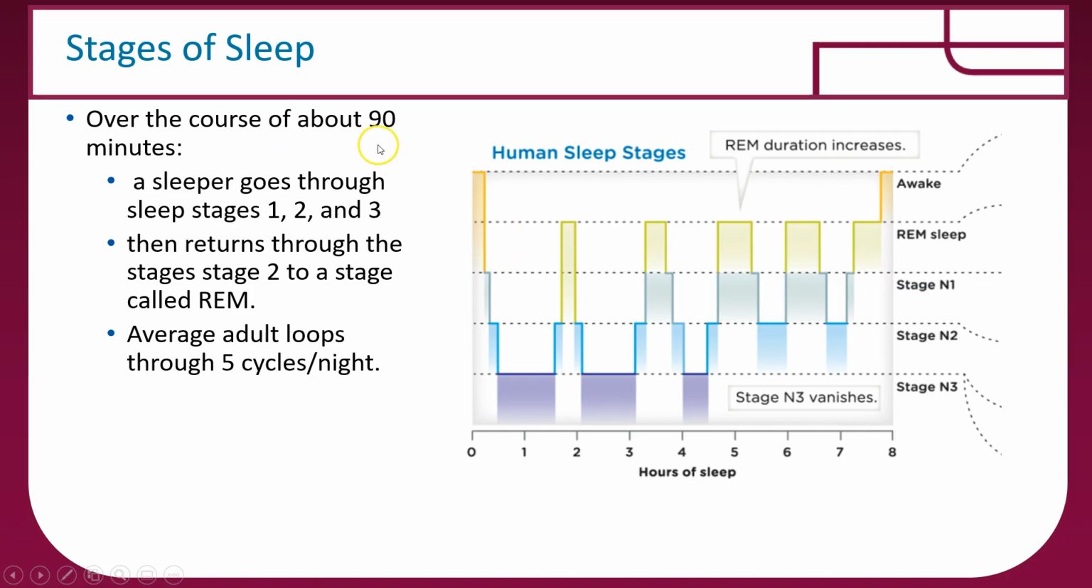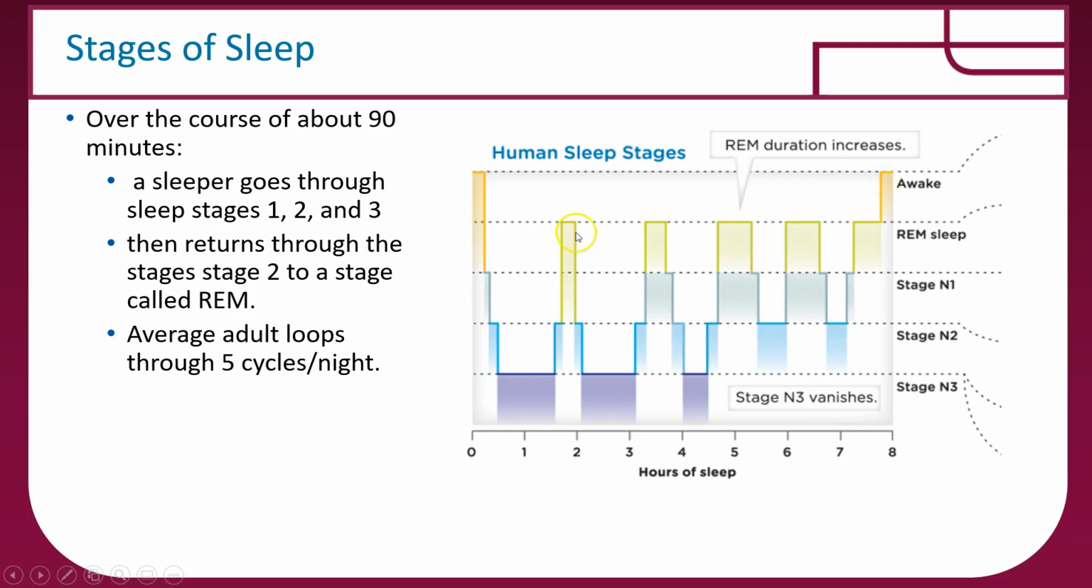Over the course of about 90 minutes, a sleeper goes through all the sleep stages, 1, 2, and 3, then returns to 2, and then to a stage called REM. Average adult loops through about 5 cycles a night. So again, we're starting awake. First, you go straight into stage 1, stage 2, stage 3, stage 2, and then up to REM sleep. Then back down to maybe stage 2, stage 3, stage 2, up to REM, etc. And so you cycle through this multiple times a night.